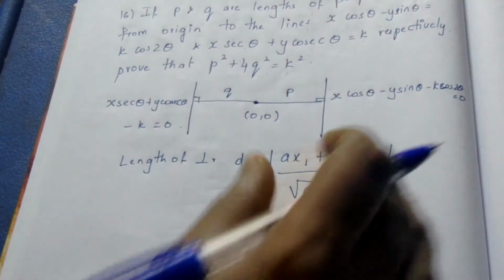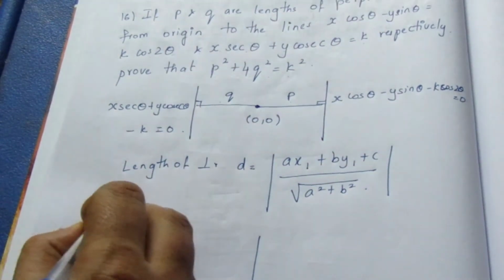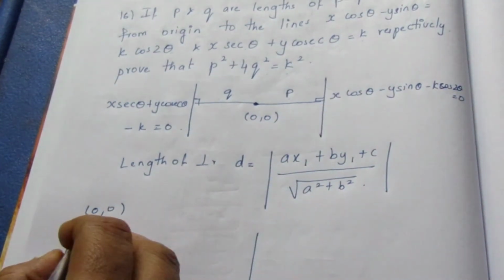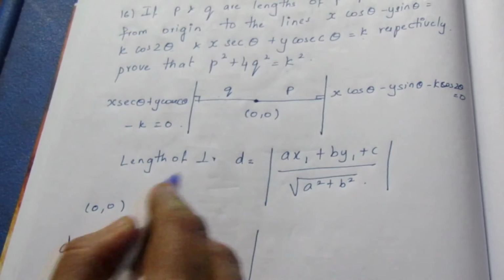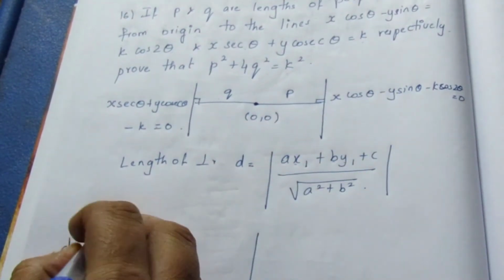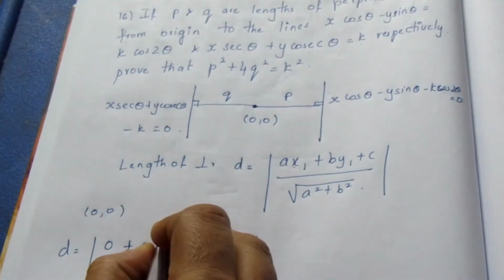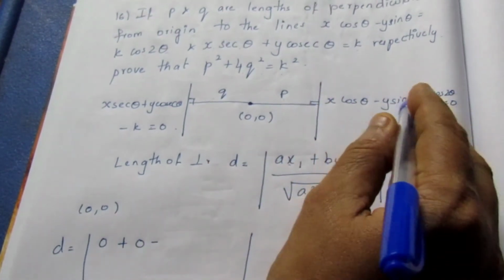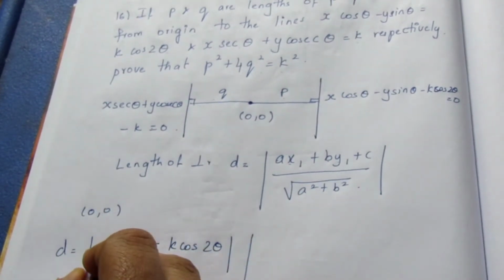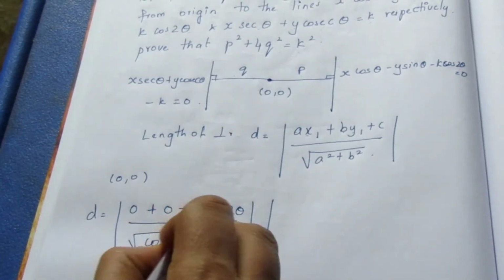Taking the first one and the second one. The first one passes through 0, 0, so point 0, 0 is x1, y1. And we already know the equation. Let me substitute for d. d is equal to 0 into a, this will become 0. So 0 into b, b is sin theta, also becomes 0. So I am writing just 0 plus 0 minus k cos 2 theta by root of, here a is cos square theta, b is sin square theta.